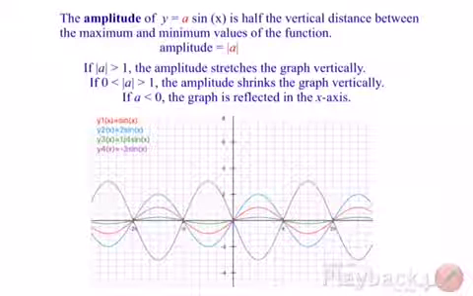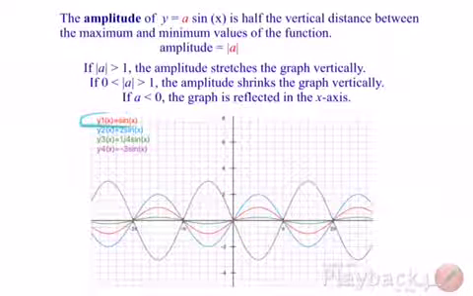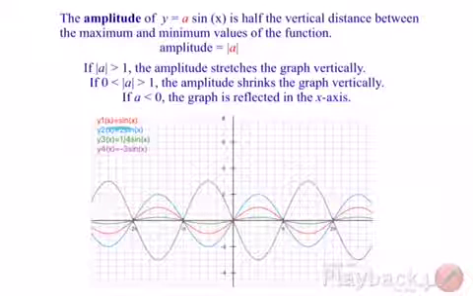So if I look at these graphs down here, the first graph is the parent graph, y equals sine x, so that's my red one. I go up as far as 1, down to 0, back down to -1, and up to 0. That's one full period. Okay, so that's my red graph.